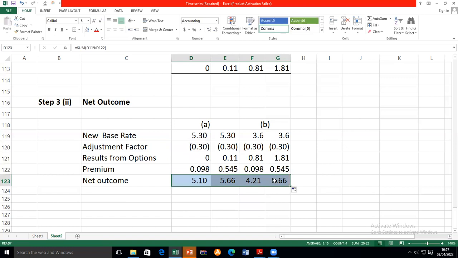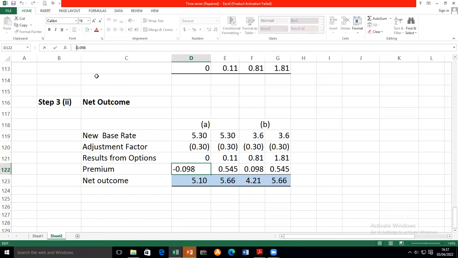Now the premium is always a cost. It's an expense. So because these are interest amounts received, the premiums are always a cost. Remember that, yeah? That premiums are always a cost.